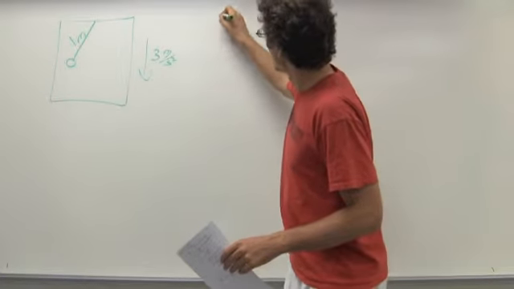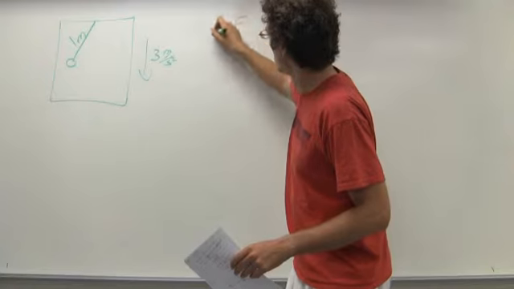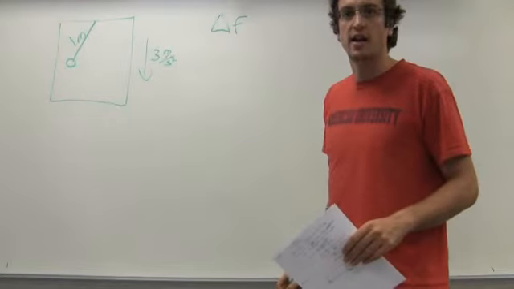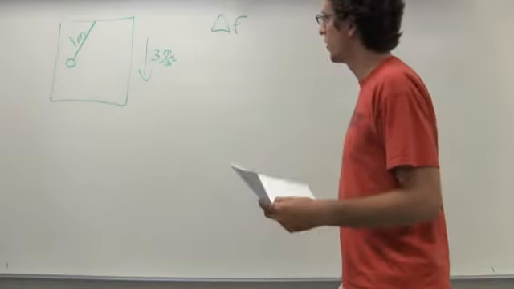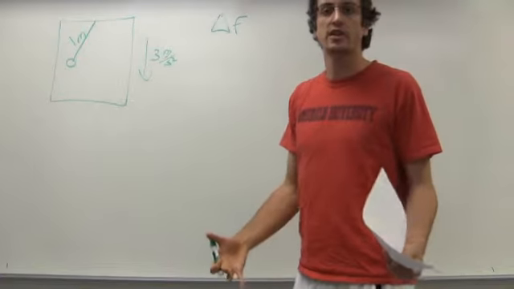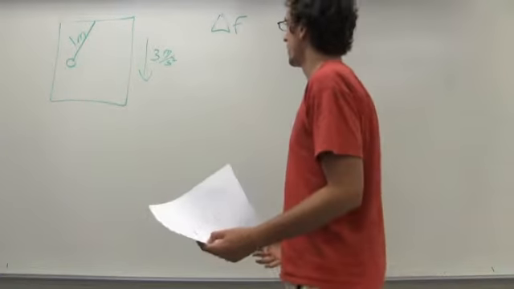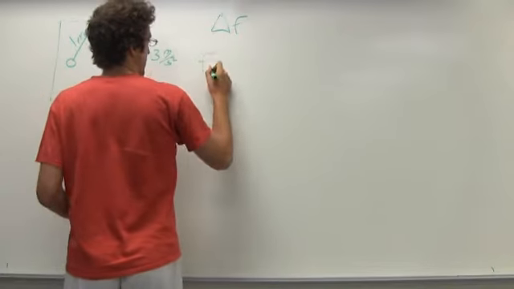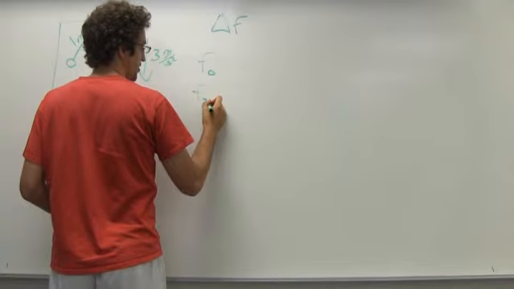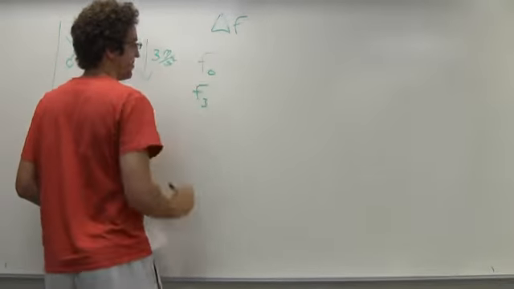Okay, so we want delta f. We're not looking for frequency division, but to do that we need to find the initial frequency and the final frequency. So we're looking for f of 0 and f of 3. Okay, we're going to denote them there.